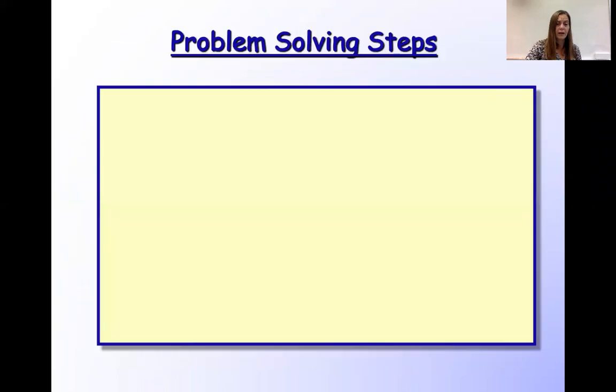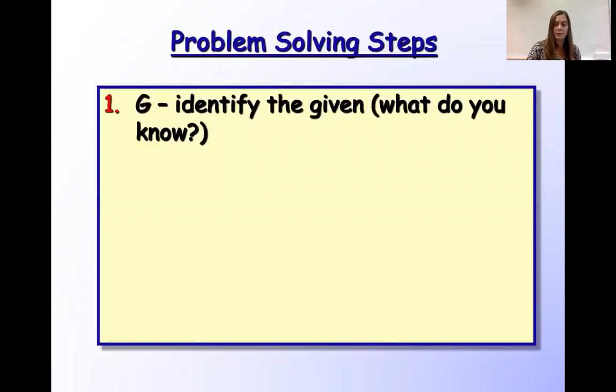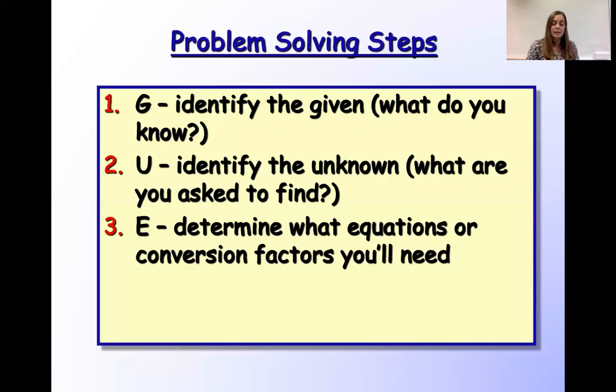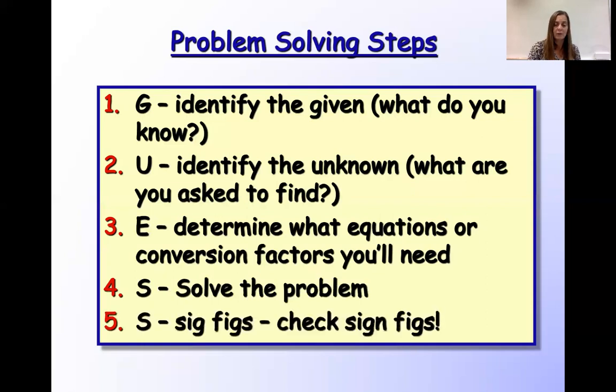And so you'll remember that we talked about our problem solving steps. We want to identify our given, that's our G. We want to identify the unknown. So that's where we're working backwards. So the unknown is the end of our project or our problem, and we want to work backwards from the unknown. E, we're going to determine what equations or conversion factors we're going to need. We're going to solve our problem, and we're going to check our significant figures.